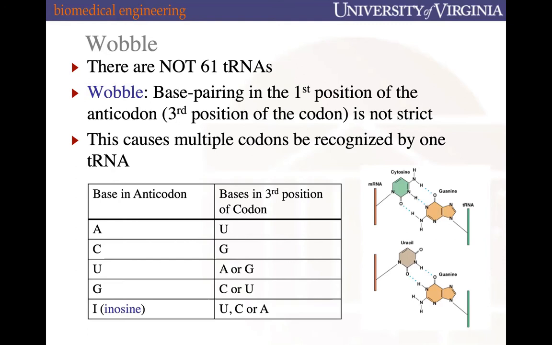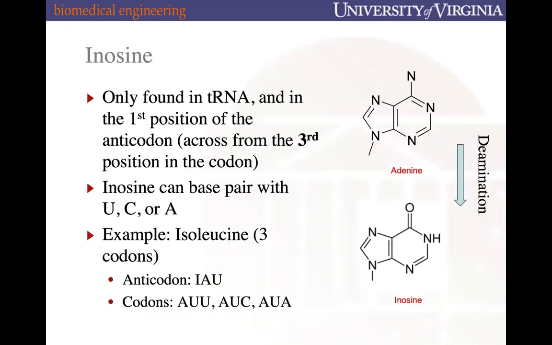And so the way we derive inosine is that it's only found on transfer RNA. As hopefully you can appreciate now, we don't see an I nucleotide in DNA or in mRNA. It only exists in transfer RNA.